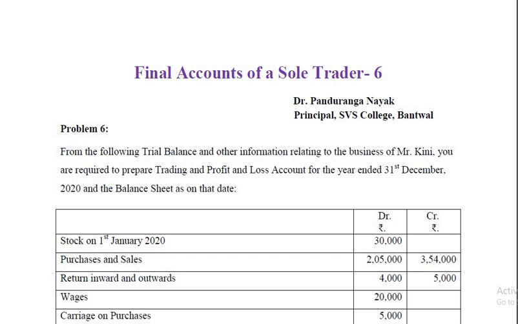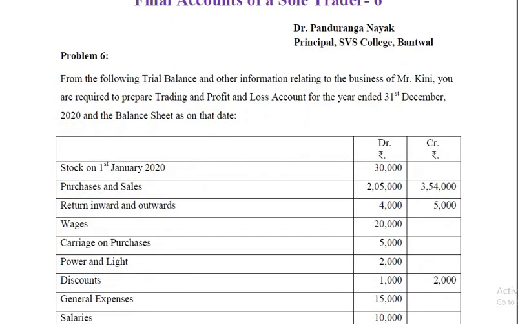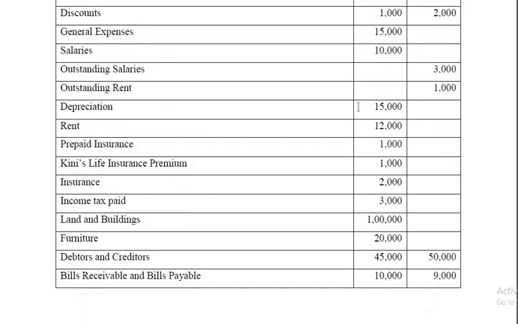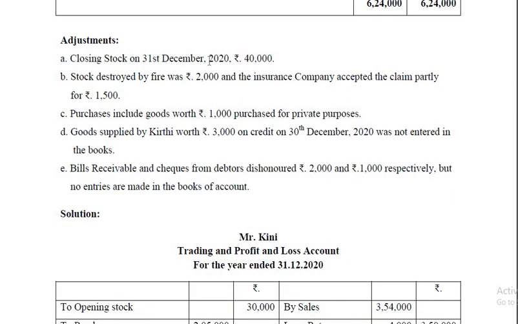Okay, the trial balance is given here in this problem. With the help of that, you have to prepare the trading and profit and loss account for the year ended 31st December 2020 and a balance sheet of Mr. Kenny. So it is a trial balance, followed by additional information. Let us look at the adjustments one by one.